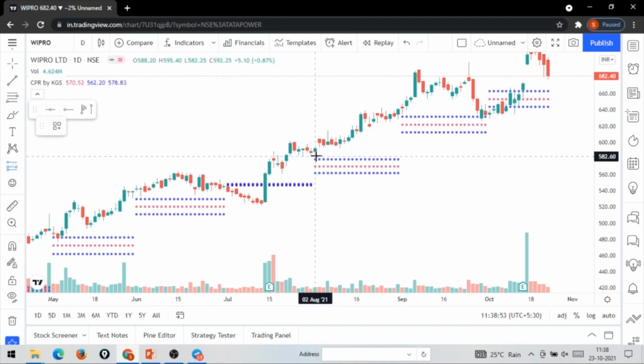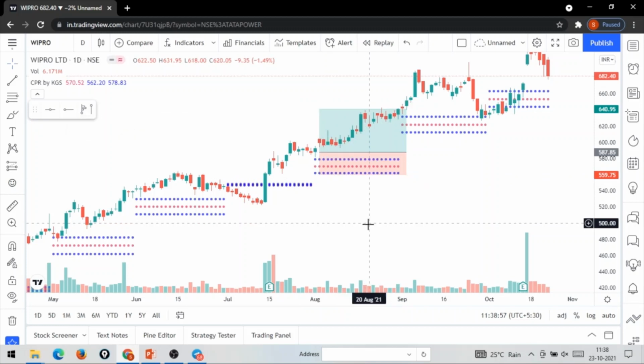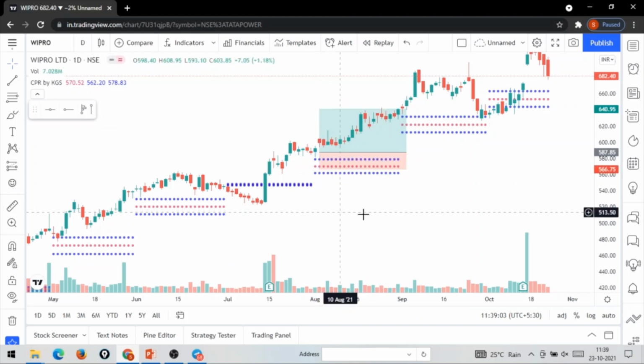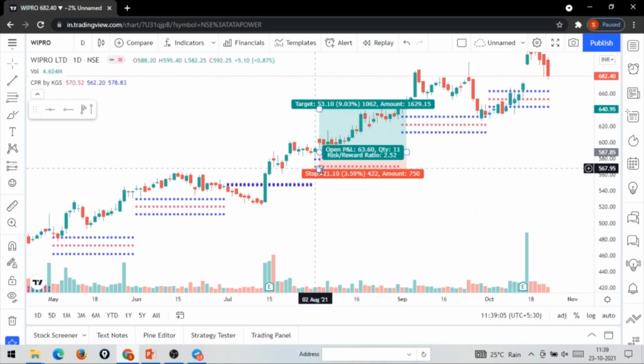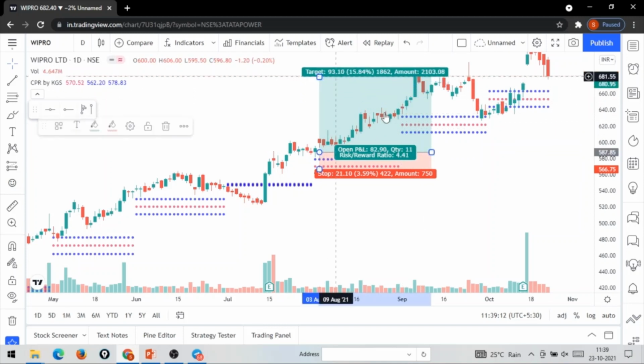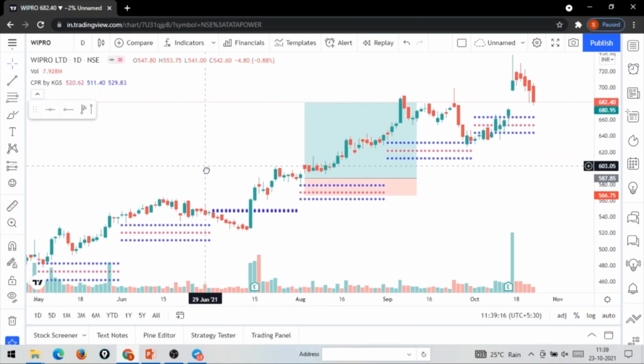You enter at this point, where the condition is satisfied, keeping the stop loss just below the CPR. Or, if the stop loss is too wide, you can keep your stop loss just below the central pivot, that is, the central pivot range. Keep a target of 1:3. 1:3 can be easily achievable in swing trading.